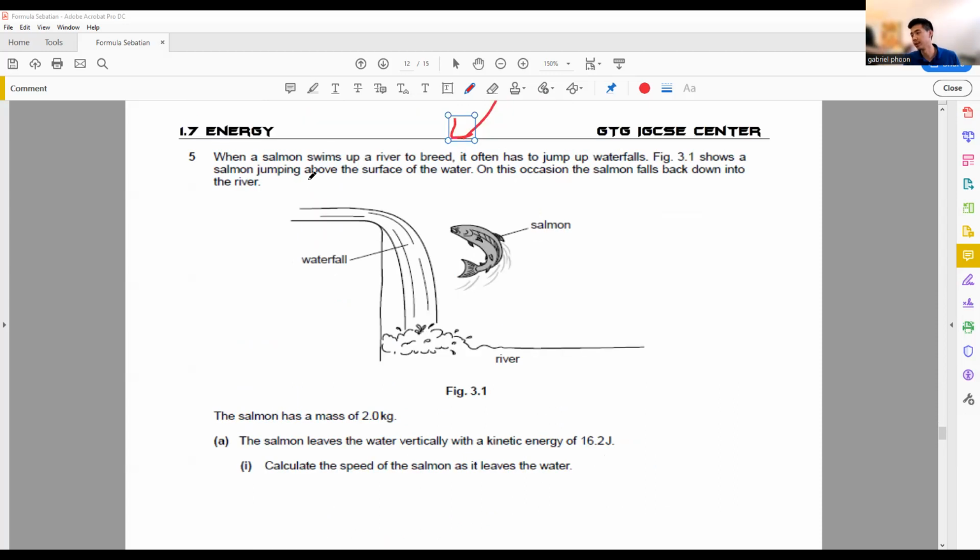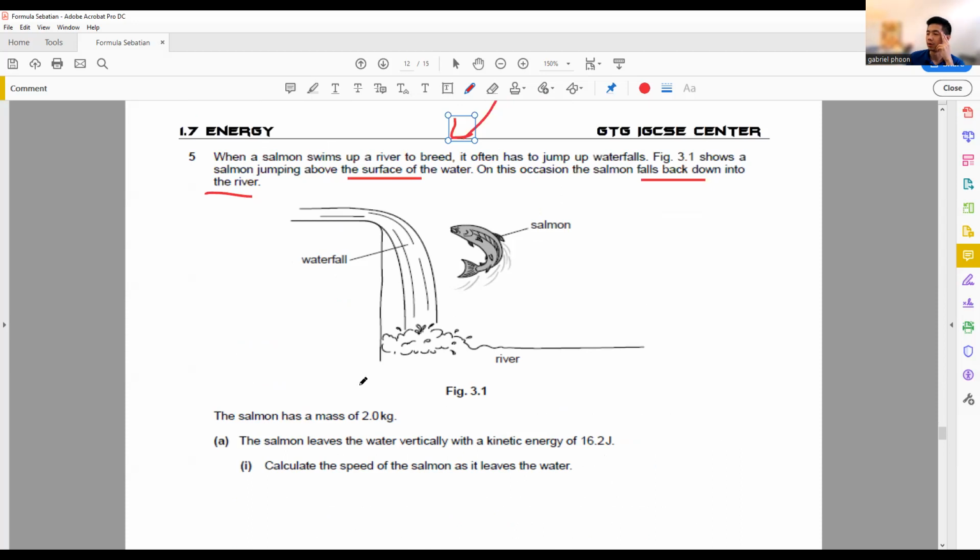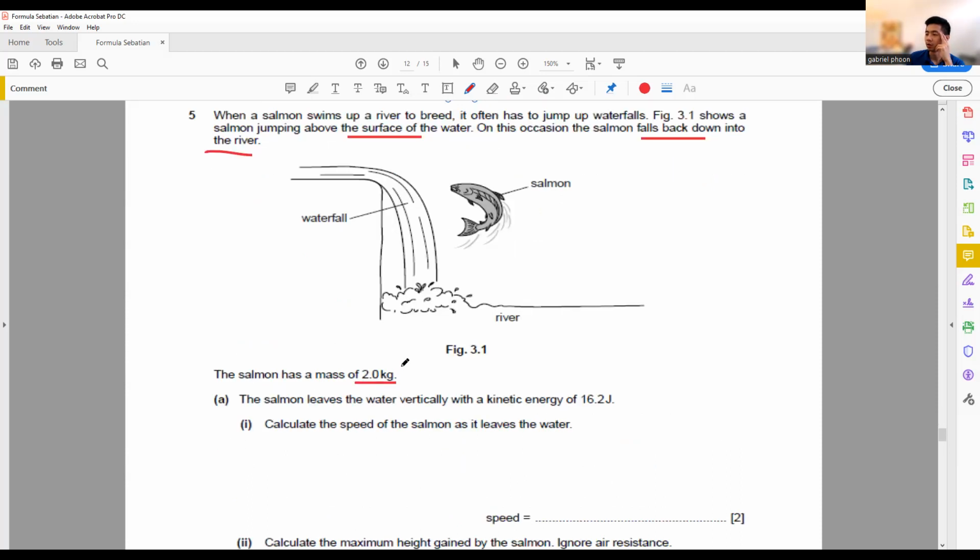First and foremost, it says that a salmon swims up a river to breed. It often jumps up waterfalls, and figure 3.1 shows a salmon jumping above the surface of the water. On this occasion, the salmon falls back down into the river. All this is useless information. The salmon is 2 kg, so this is your m. The salmon leaves the water with a kinetic energy of this amount. This is your KE here, right?